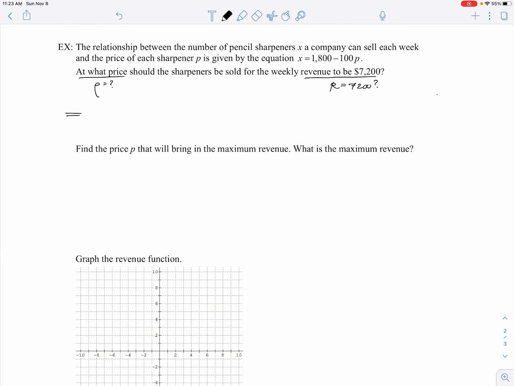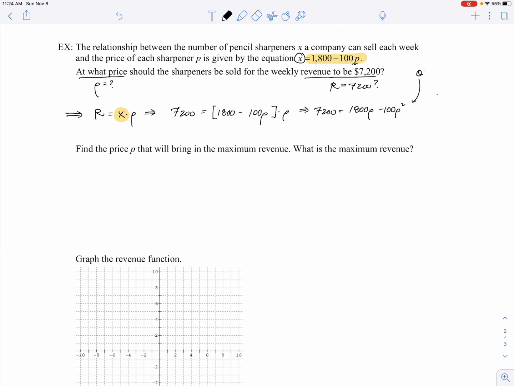Well, let's set that up. We know from our relationship above that the revenue is the quantity times the price. And they've given us some information here. They tell us that the revenue is 7,200. And they told us what X was in terms of rho. So in this particular case, we can replace X with this relationship. And what we get is 1,800 minus 100 rho times another factor of rho. If we multiply that out, we get 7,200 is equal to 1,800 rho minus 100 rho squared.